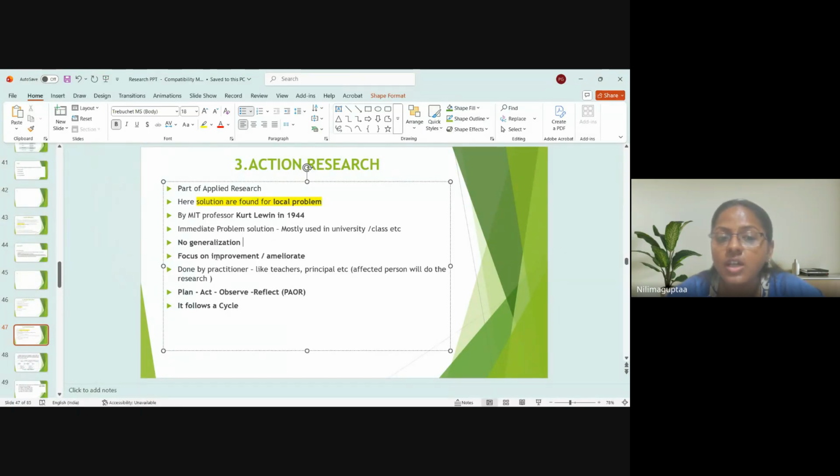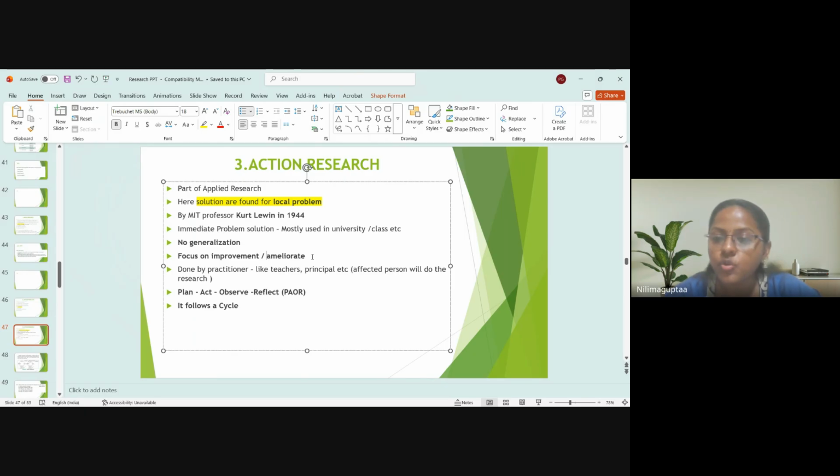It focuses on improvement. Basically, we do action research so that whatever problem there is can be improved and a solution can be provided. I have written another alternative word for this, that is ameliorate. This is another word for improvement.